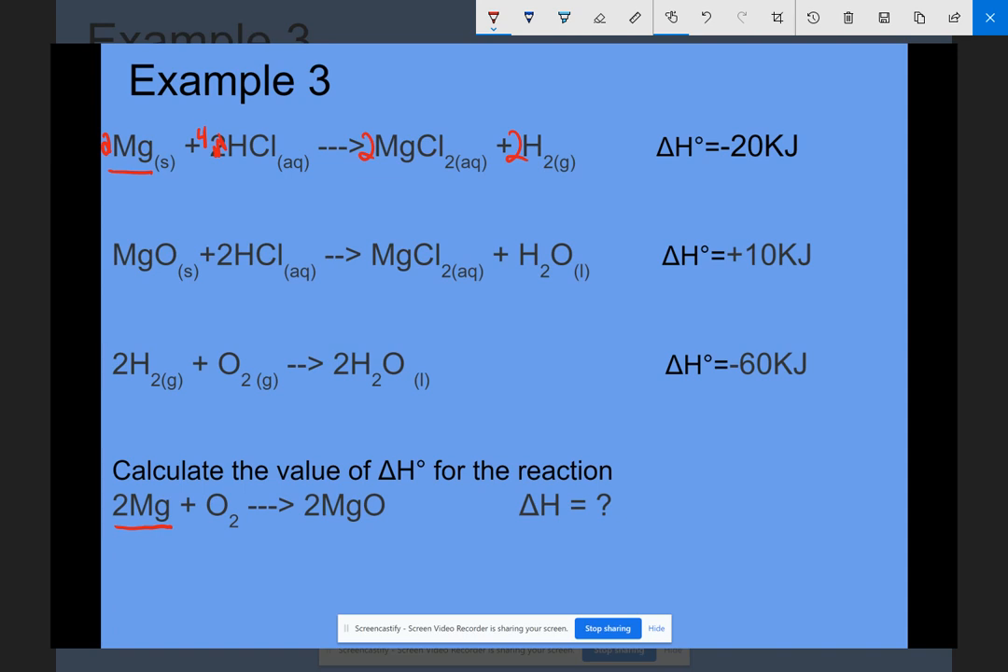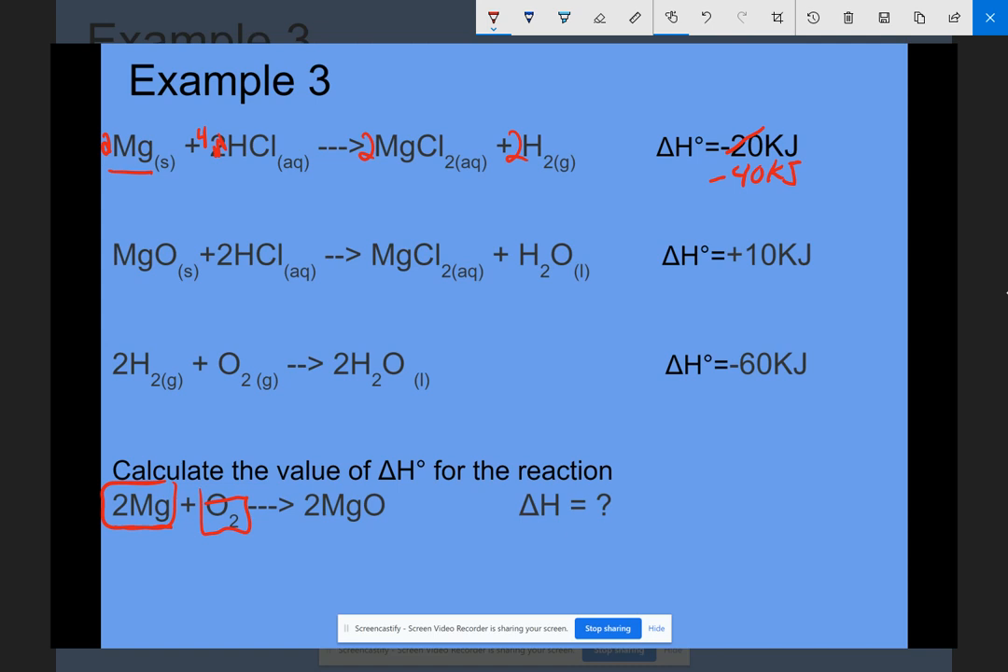Guess what happens to the energy? Yep, I have to double the energy. Instead of negative 20 kilojoules, I get negative 40 kilojoules. And I didn't flip the reaction, I just multiplied it by 2, so I don't need to change the sign. So now I have 2Mg. That one's taken care of down there. I look at the oxygen. It's on the reactant side. It's just one oxygen. Perfect. I'm all set up there.